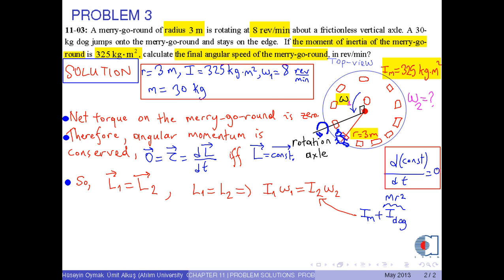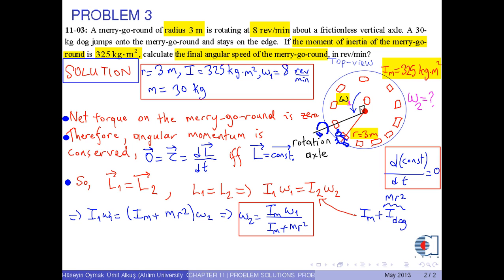Now, if we put this value into the equation, we obtain I1 times omega 1 equals Im plus m times r squared times omega 2. Since I1 is Im, that is the rotational inertia of the merry-go-round, therefore we find an expression for the final angular speed as omega 2 equals Im times omega 1 over Im plus m times r squared.